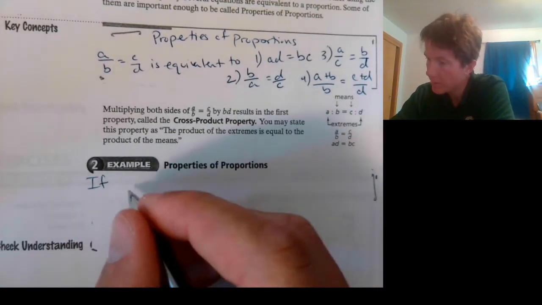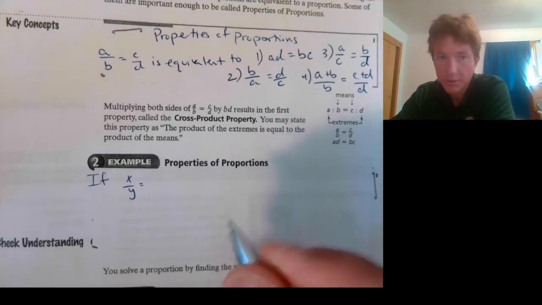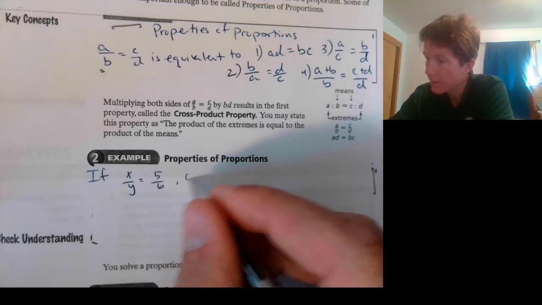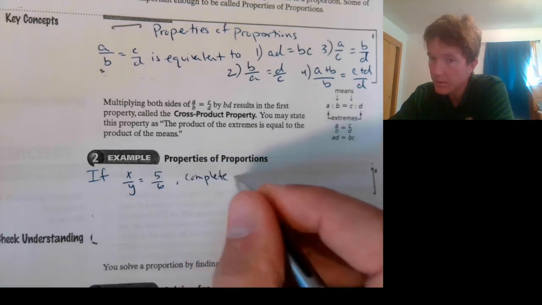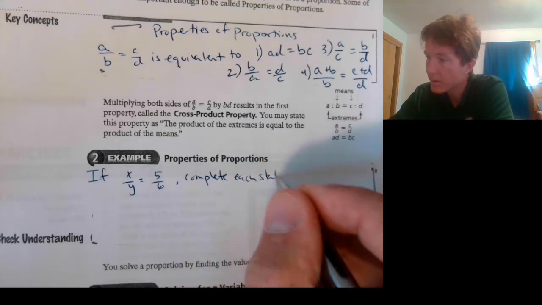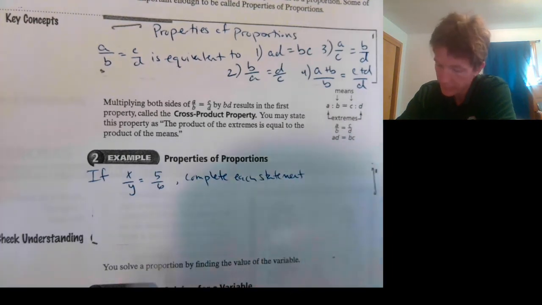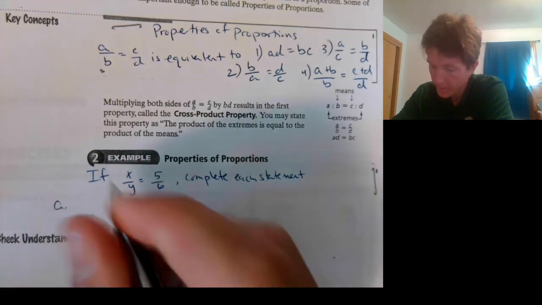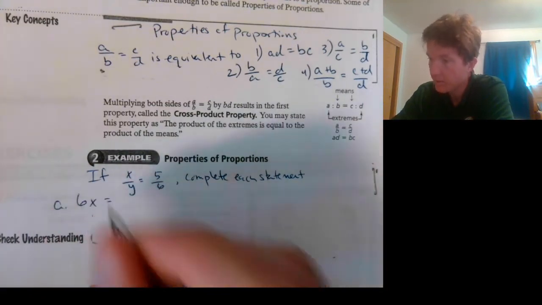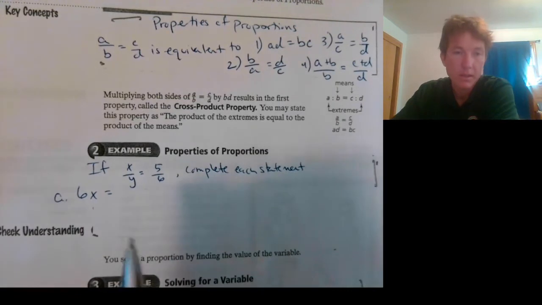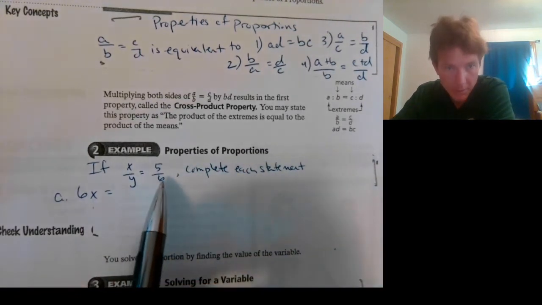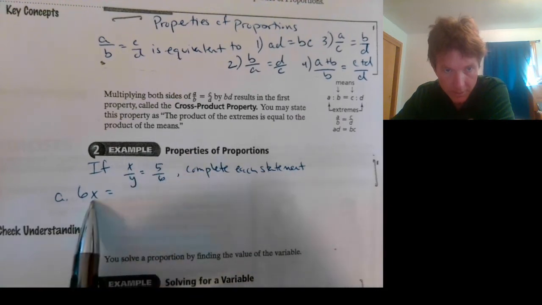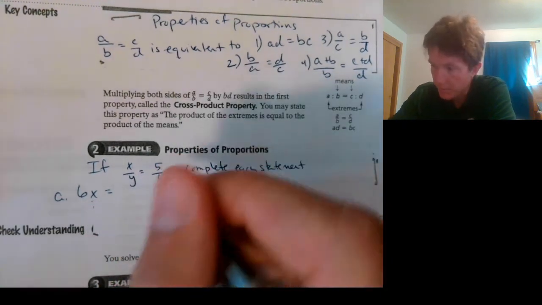If x over y equals 5 over 6, complete each statement. Alright, so A says 6x equals what? What they did here is they multiplied x times 6. X times 6 is 6x. So what we're doing is we're multiplying across.